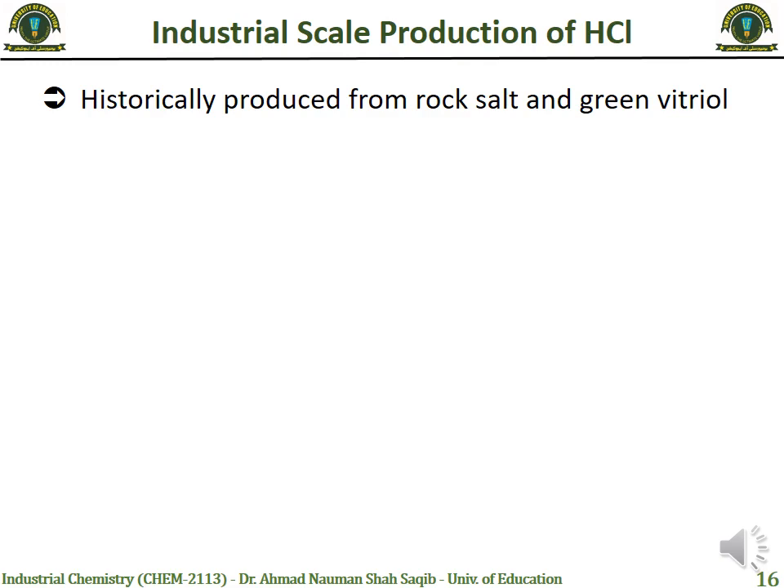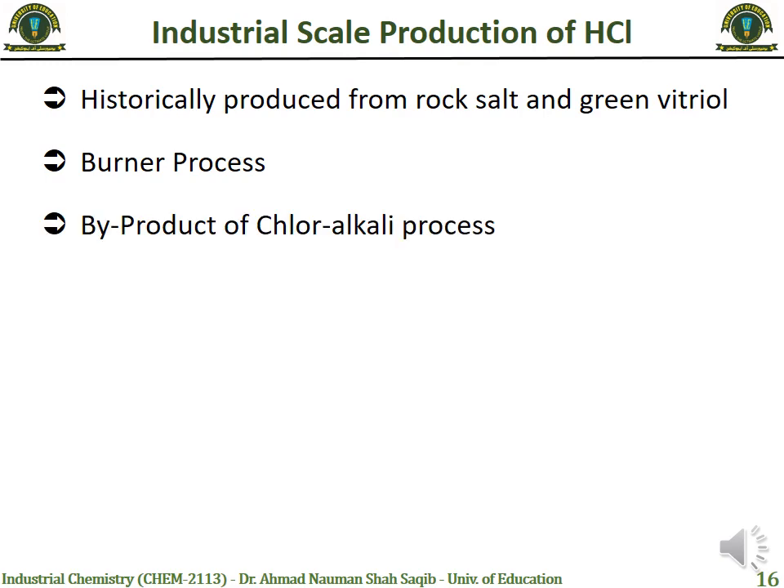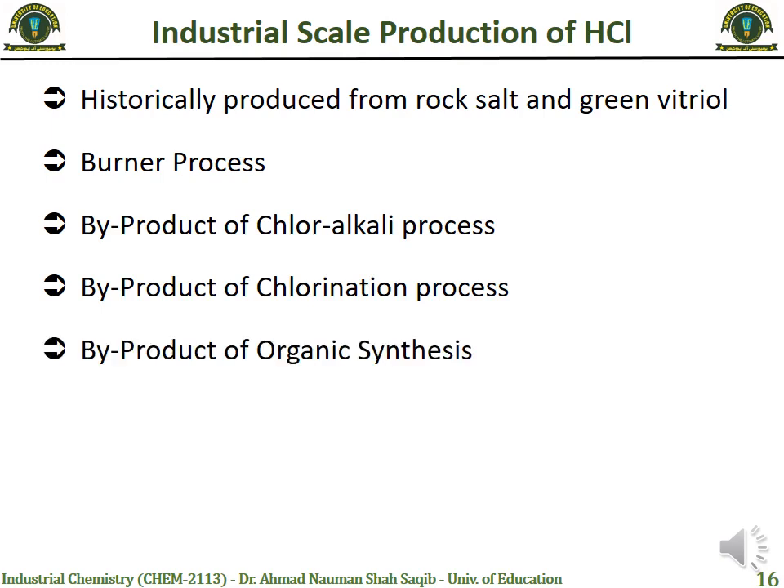But nowadays there are many other processes used for industrial scale production of HCl, including the burner process, byproduct of the chloralkali process, and similarly from the chlorination process, and as a byproduct of organic synthesis. Hydrochloric acid is also produced from organic waste incineration. We will discuss all of these methods in detail in our coming lecture.